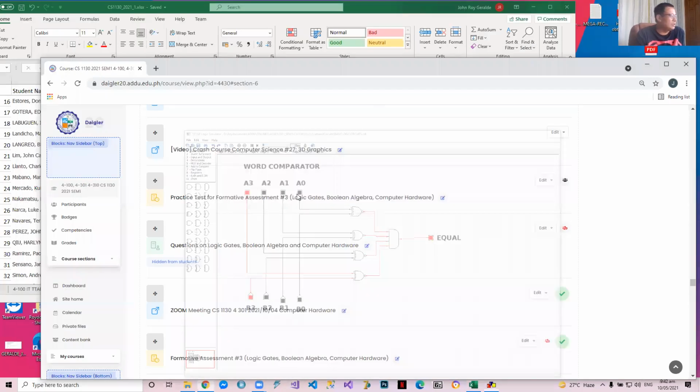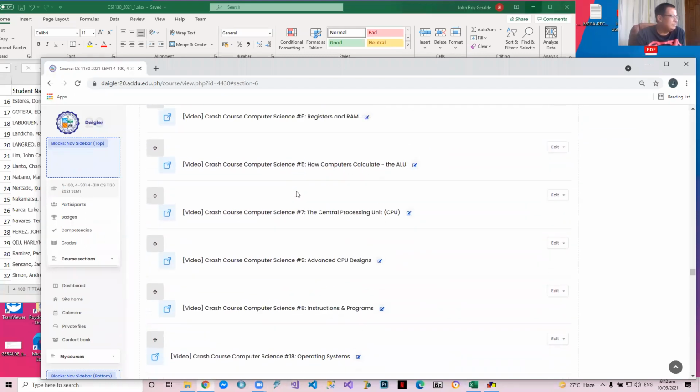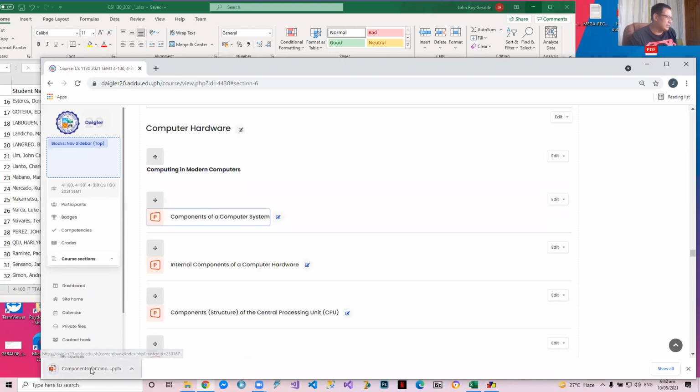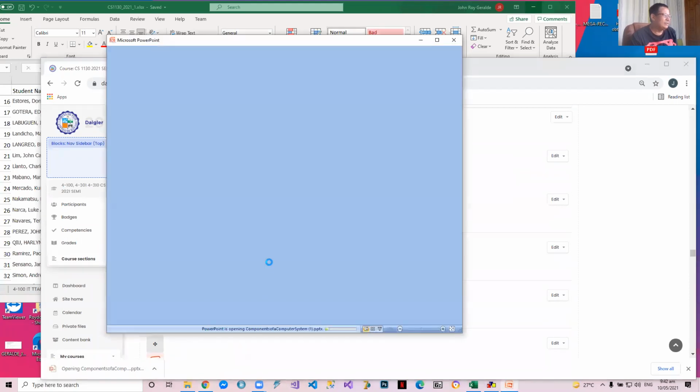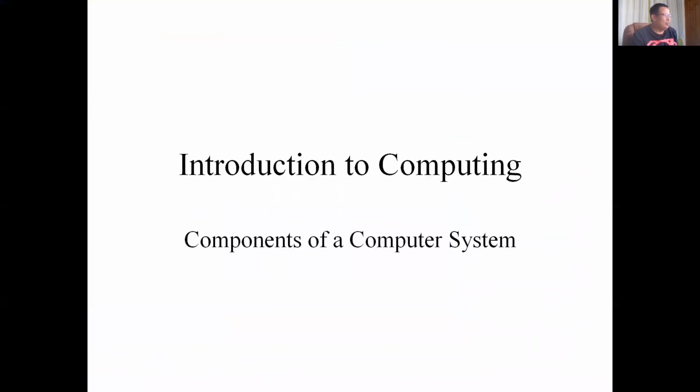So let's start our next topic, which is computer hardware. It's basic. Components of a computer system. What are the different components of a computer system? When you say a computer system, it's any computer system. It's not just the IBM PC or the Mac OS, the PDP, whatever. It's not just your Windows computer there.